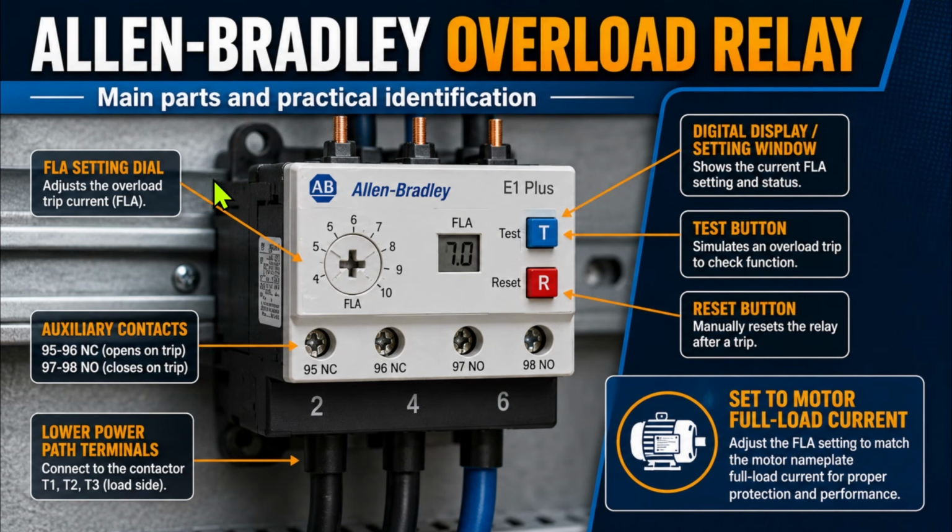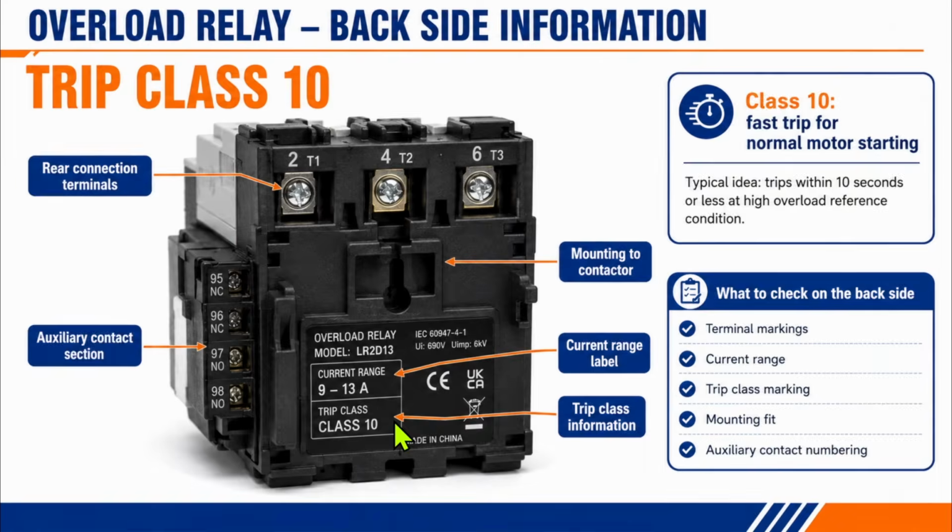Before we continue, just a very quick reminder about our overload relay. We've already covered most of these parts in the previous episodes. We have our current adjustment dial, our test and reset functions, auxiliary contacts, and the three-phase current path going through the overload relay to the motor. But today, remember just one important point. Current setting and trip class are not the same thing.